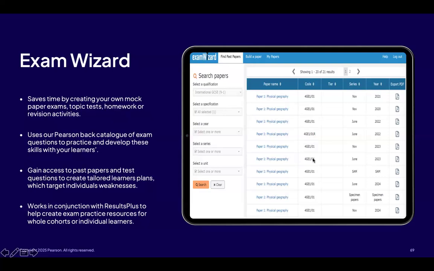We have an exam wizard facility, whereby you can create exam papers, save time by creating your own mock exam papers, topic tests, homework, revision activities. It uses the entire previous series, the back catalogue of exam questions that you can access free of charge. Create your papers, and once again, another great resource.